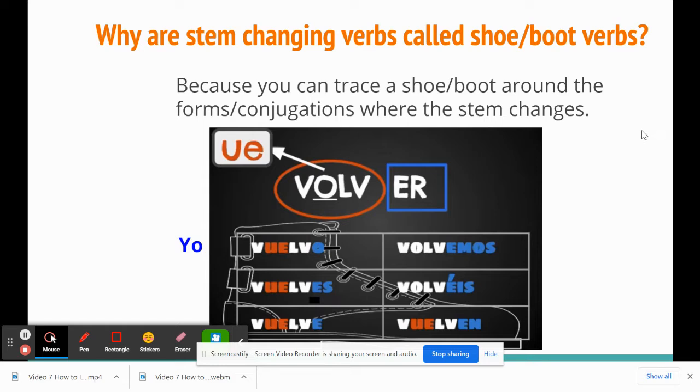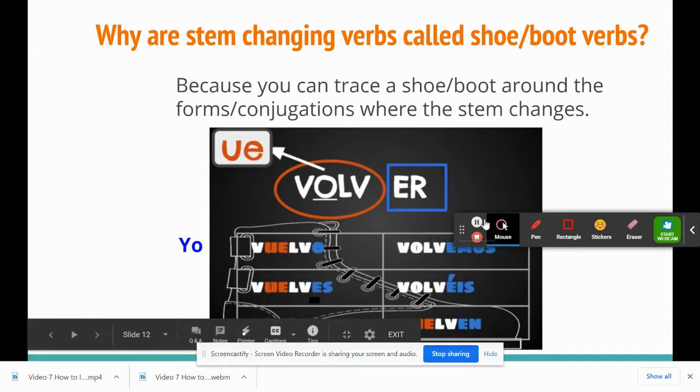This is why in the previous video, I showed you real quick and reviewed with you how to identify the stem of a verb. We know that we just drop the verb ending, whether it's AR, ER, IR, we just drop it, and whatever we have left, that's the stem. So, in this case, what we have done is change the O to UE for the conjugations, again, that are inside the shoe. Okay, which conjugations are inside the shoe?